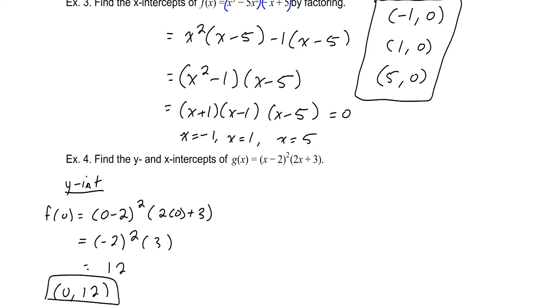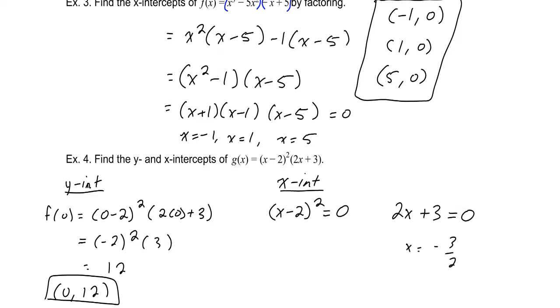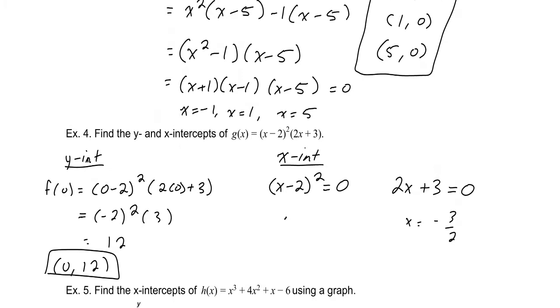For our x-intercepts, we'll set each of those factors equal to 0. So x minus 2 squared equals 0, and 2x plus 3 equals 0. On the right, we have x equals minus 3 over 2, subtracting 3, dividing by 2. On the left, we just end up with x equals positive 2. So we have two x-intercepts, that is 2, 0, and negative 3 halves, 0.